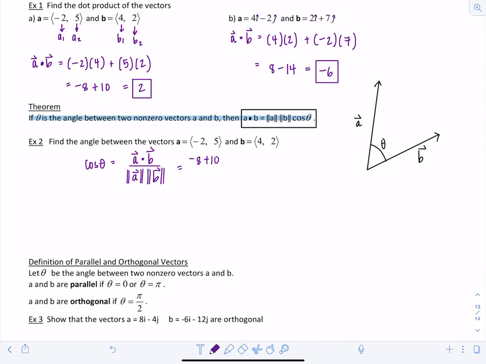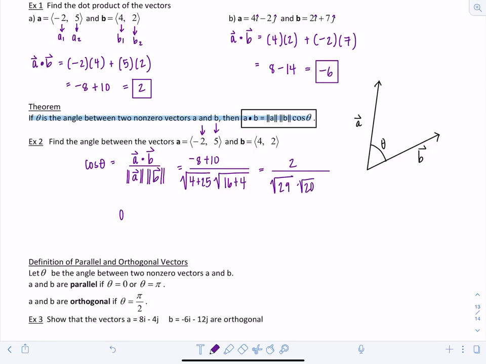So it's -8 plus 10 over, now magnitude of A, remember we take the square root of the sum of the squares of the components. So it's going to be the square root of 4 plus 25. That's magnitude of A. And then magnitude of B is going to be square root of 16 plus 4. So cosine theta is equal to -8 plus 10, which is 2, over square root of 29 times the square root of 20.